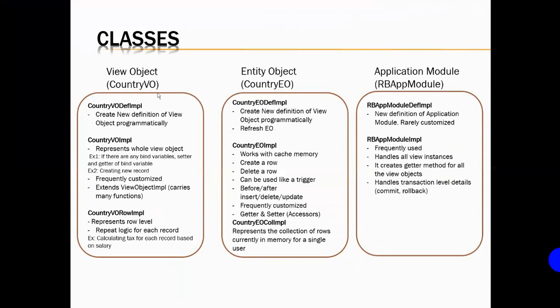In the view object, we have three different classes. That is country VO definition IMPL. Whenever you have the country VO object, typically a class can be created based on the name. One is the country VO definition implementation class. Another one is the country VO implementation class, and the other one is the country VO row implementation class. You can have these three classes created in your view object.